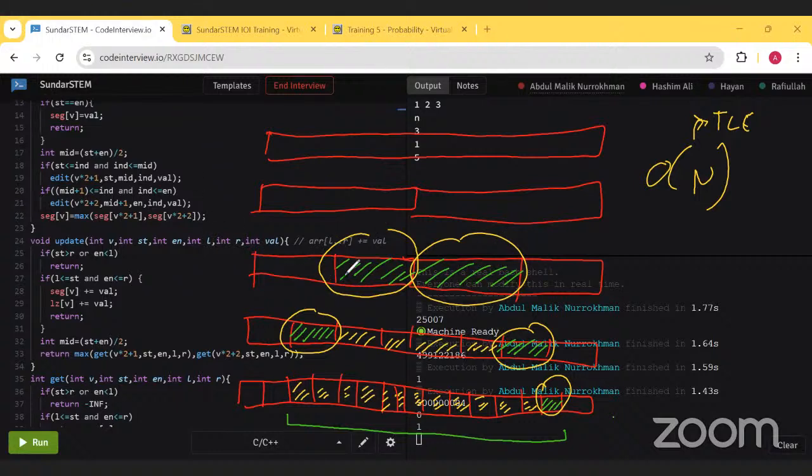So after we update some point here, we store some lazy. Lazy means some task that we have to do, but we are not doing right now, but we will do it later. Okay. Because if we do all of them right now, then it will cause time limit exceeded. So we will do them later.